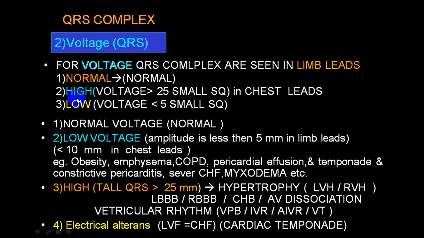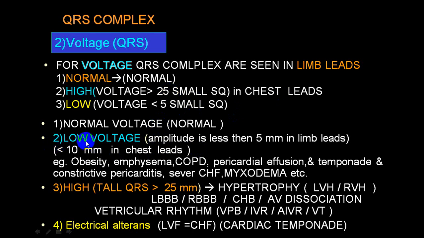And if the amplitude in limb leads is less than 5 millimeter, or in a chest lead less than 10 millimeter, we'll consider that a low voltage. And if it is more than 5 millimeter in limb leads, more than 10 millimeter in chest leads, but less than 25 small squares in chest leads and less than 15 small squares in limb leads, usually we consider that normal.